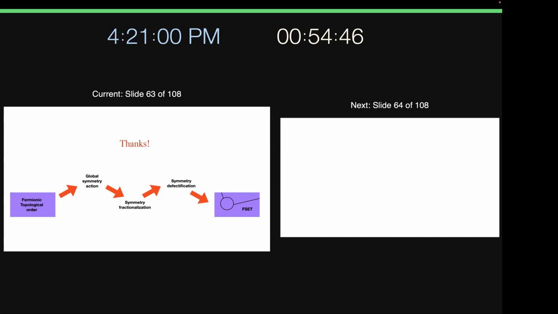I presented this classification of fermionic MTCs, where we consider this long extension problem: how we extend symmetry actions from subcategories to larger parts of the categories and eventually introduce defects.